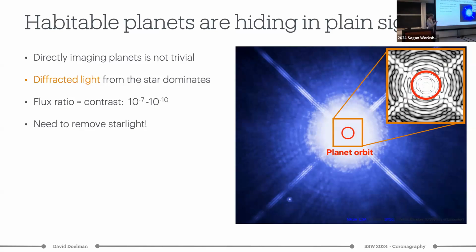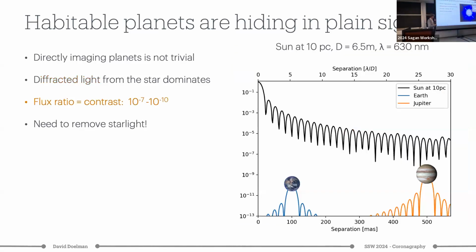The first thing, of course, Eva talked about this extensively, is that diffracted light from the star dominates your science image. And the flux ratio between the star and the planets we're trying to find is a factor of maybe 10 million to 10 billion, which is a lot. You need to filter 10 billion photons to find the one planet photon, essentially. So we need to remove starlight to see these planets.